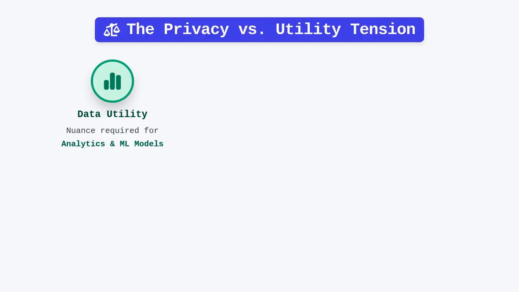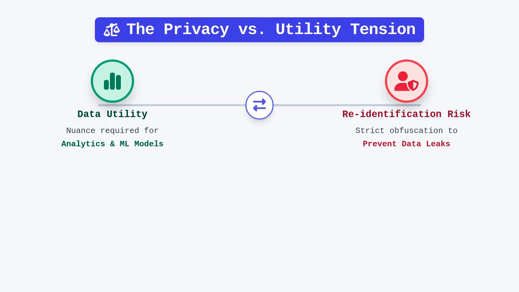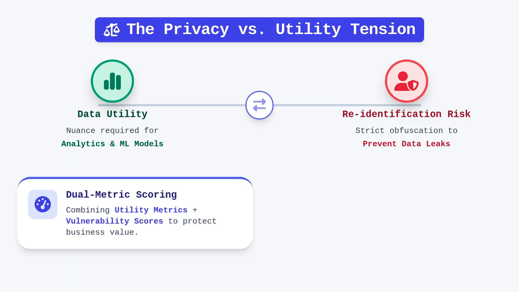Evaluating the utility of data versus the risk of re-identification creates an inevitable tension. As we increase the strictness of our obfuscation, we inevitably strip away the nuance that makes the data useful for analytics or machine learning models. Therefore, we utilize data utility metrics alongside our vulnerability scores to ensure we aren't destroying the business value of the data in our pursuit of privacy.